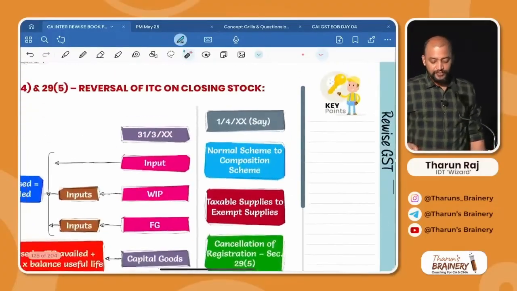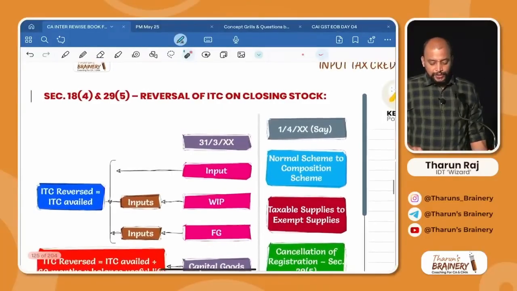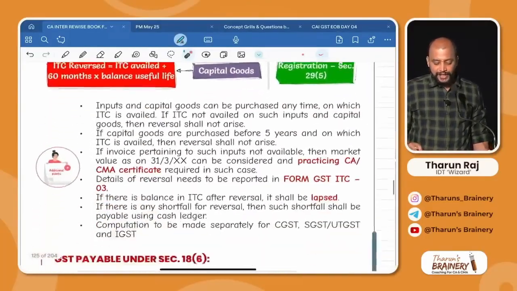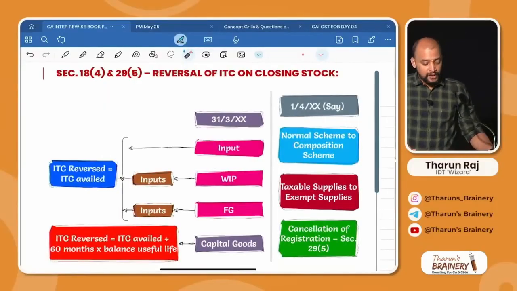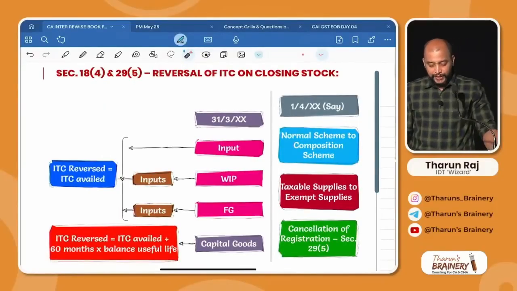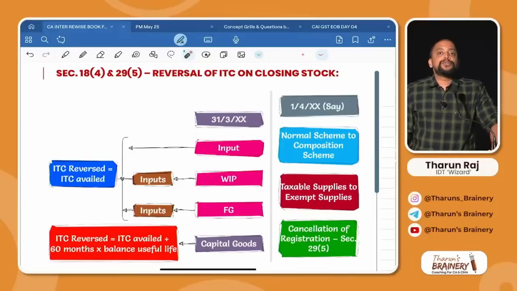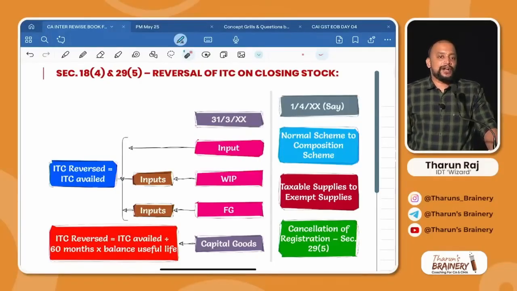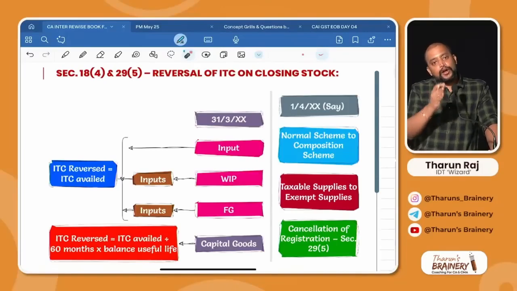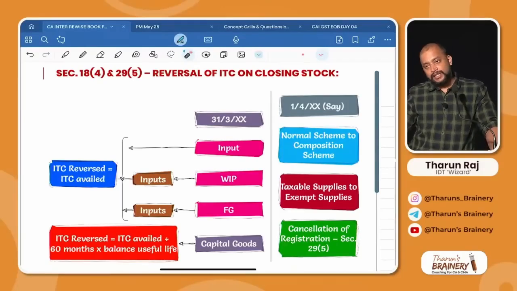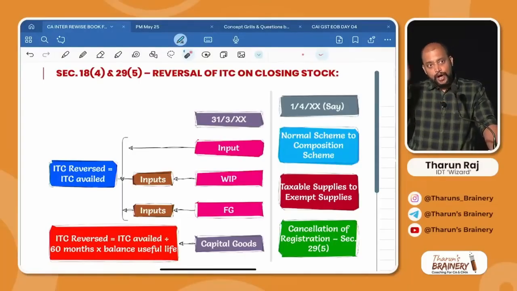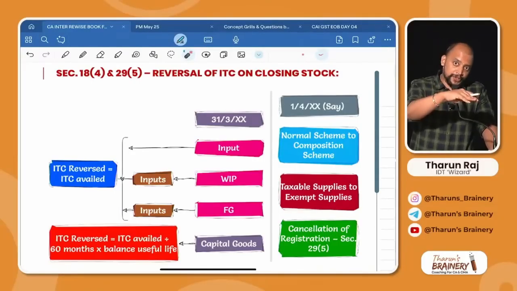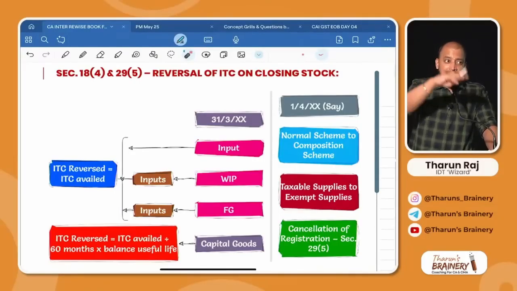Is it clear? Next, look into section 18.4 and 29.5, reversal of ITC on closing stock. What is this reversal of ITC on closing stock? This is actually opposite of 18.1c and 18.1d. 18.1c is what? Composition scheme to normal scheme. Okay. And 18.1d, exempted supplies to taxable. Now opposite. Normal scheme to composition scheme. Taxable supplies to exempted supplies.